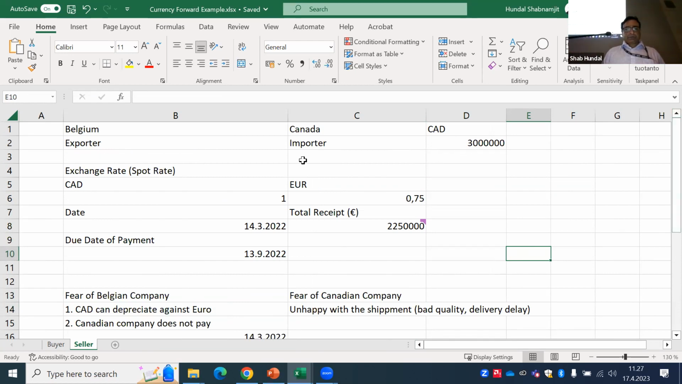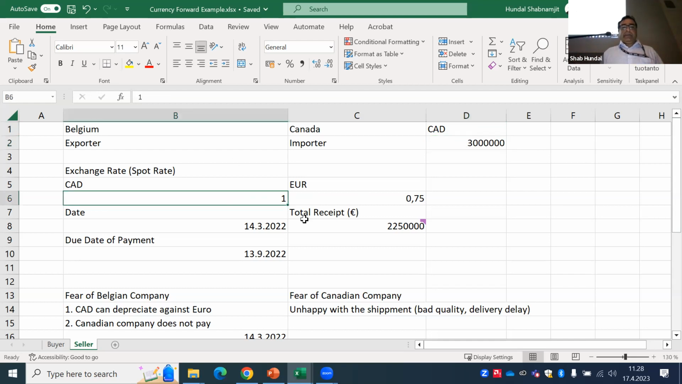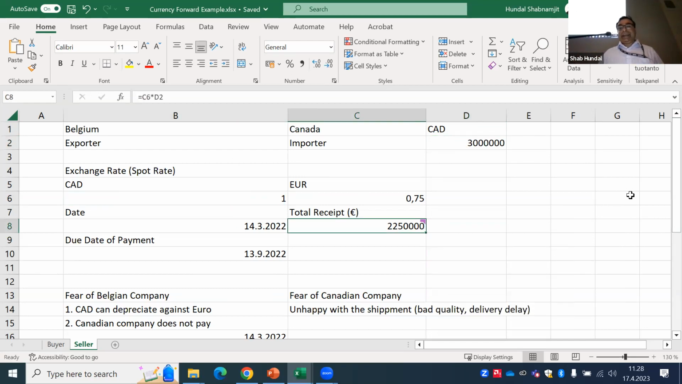This time you're a Belgian exporter, and this time the Canadian company is the importer. And again, you make an export of 3 million Canadian dollars. The company in Canada, your buyer, negotiates, you know what, we will not pay you in euros, we'll pay you in Canadian dollars. And again, the spot rate is this. If the company pays you right now for 3 million Canadian dollars, you would receive 2.25 million euros.